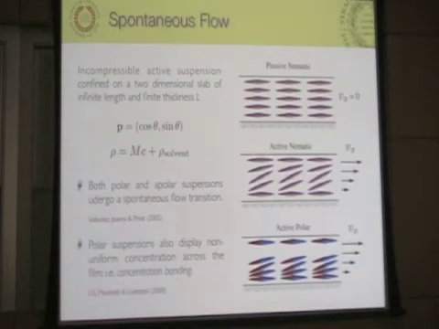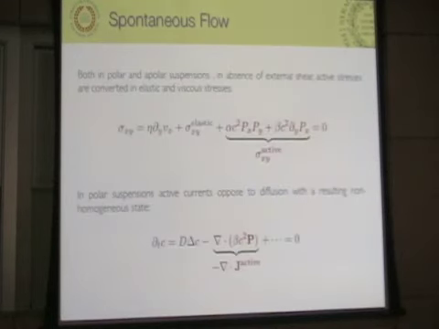And this spontaneous flow transition, discovered by Jean-François Joanny and Prost back in 2005, is actually a very clear signature of all these models that somehow contain liquid crystallinity and activity. So it's a very important feature. In addition to that, polar particles also exhibit a non-uniform concentration across the channel. So the concentration is actually larger when the velocity is smaller and vice versa. And this is a feature that is peculiar to polar systems, something that we don't have from the nematic system. So what's the origin of this? What's the origin of these mechanisms?